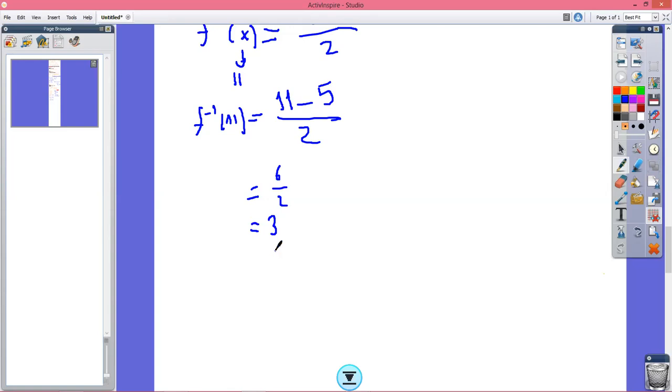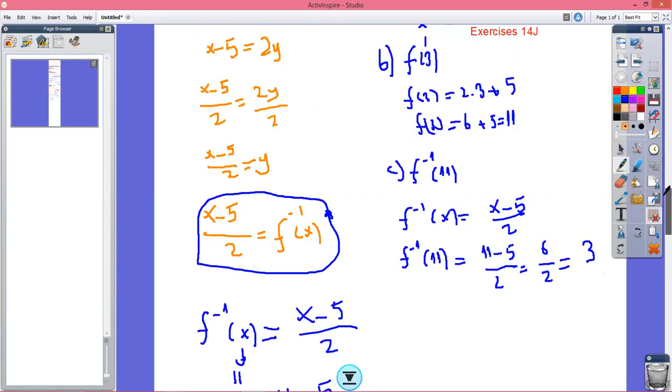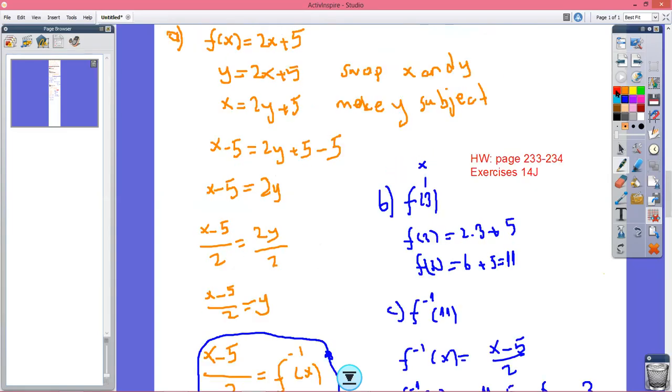No, no question. Then if there is no question, for tomorrow, okay, the homework is here. The homework is page 223 and 233 and 234, exercises 14J.